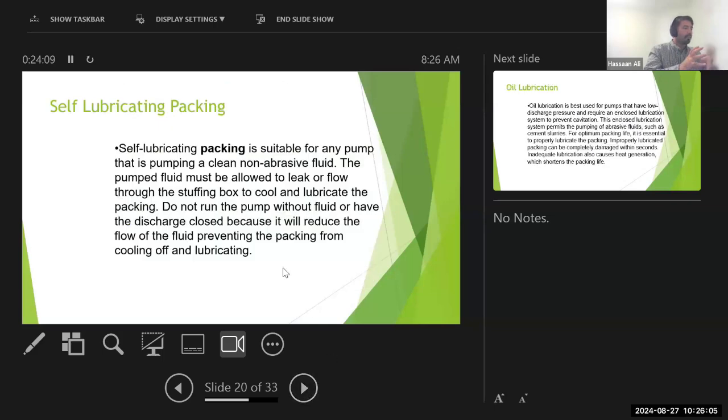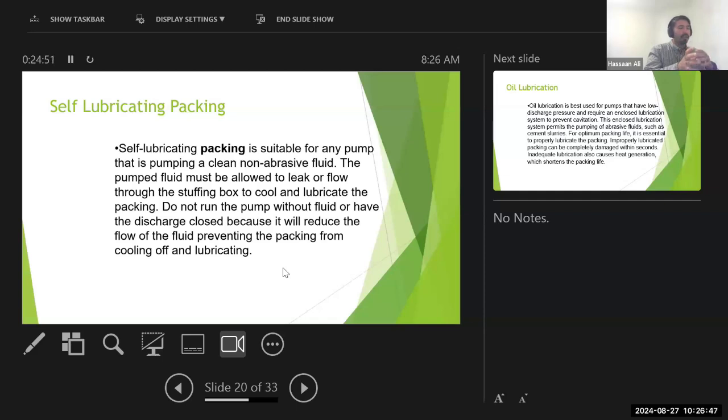Now, some of the recommendations from the experts is that self-lubricating packing is suitable for any pump that is pumping clean and non-abrasive fluid. So it's not pumping a slurry, it's not pumping cement, it's not pumping anything with a lot of sand or particles in it. The pumped fluid can be allowed to leak and flow through the stuffing box to cool and lubricate the packing. That means you cannot have a very corrosive fluid for self-lubricating packing. And one of the recommendations is that we should not run the pump without fluid, because it will reduce the flow of the fluid and prevent the packing from cooling and lubricating.